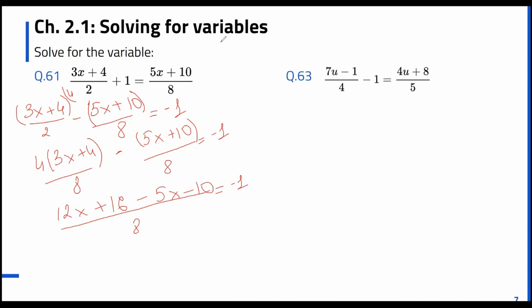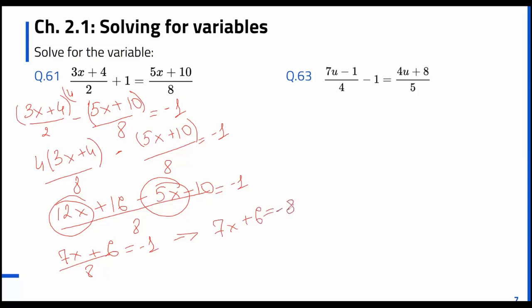We have something in chat. Okay, here we have 12x minus 5x. This equals 7x. We have 16 minus 10 plus 6. The next step is to multiply it by 8. So we get 7x plus 6 equals minus 8. Then we bring 6 here. So 7x equals minus 8 minus 6. 7x equals minus 14. So x equals minus 2.